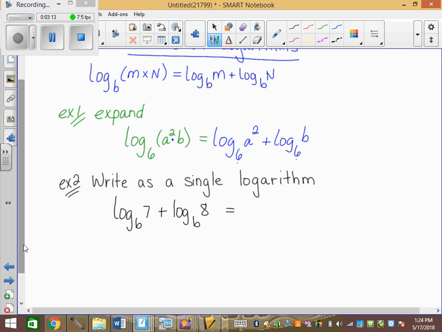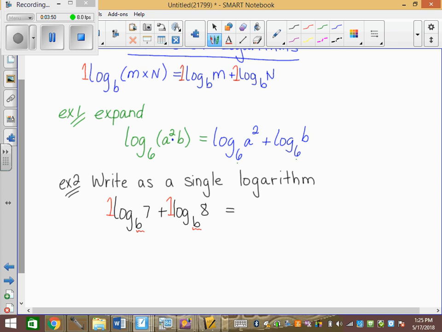They're both base b, and also, you don't know this yet, but if you look at this rule, in front of each of these is a 1. So I can only use this rule if in front of all of the logs I have 1s. If I have a number in front, I have to do a different step, which comes up with another log law off the list. So this log has a +1 in front, and this log has a +1 in front, and they're both base b. So that's why I can put them together. If they don't have 1s in front, or not the same base, you can't put them together.